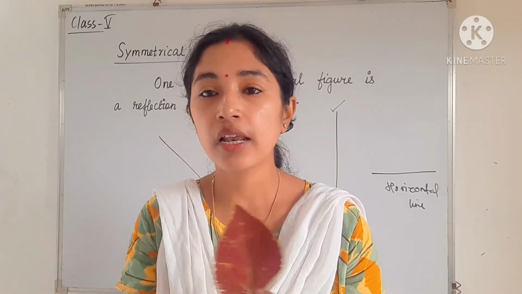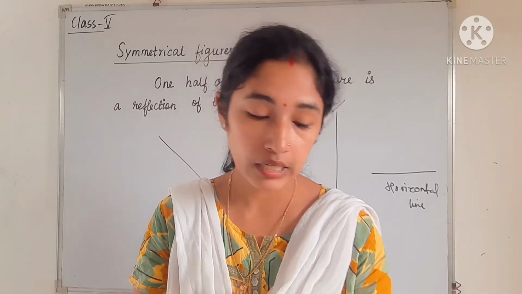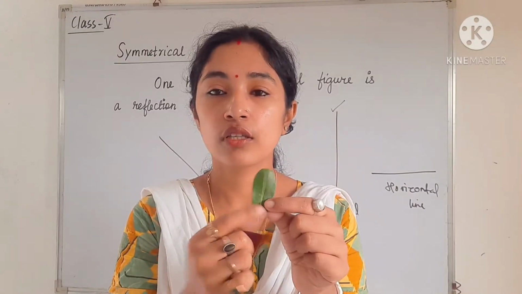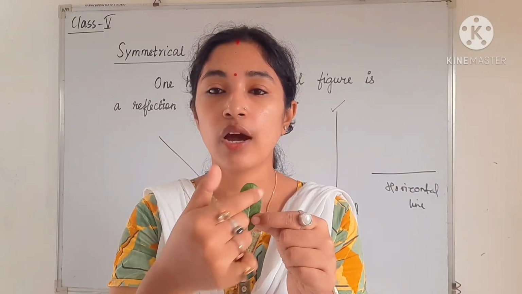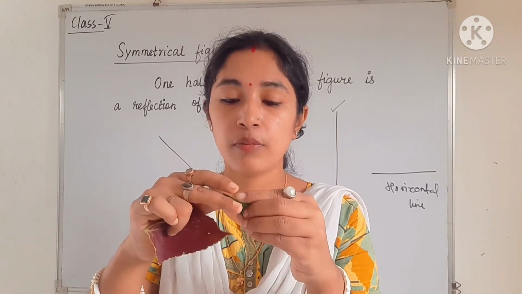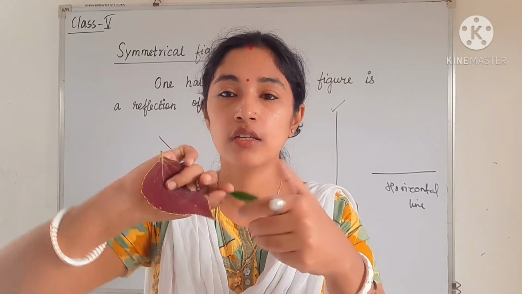Similar examples you can see in your day-to-day life also. In the case of a leaf, see this one also. This is also the line of symmetry which divides it into two equal parts. If I fold it, it will be exactly one below the other. You can be able to see this one.